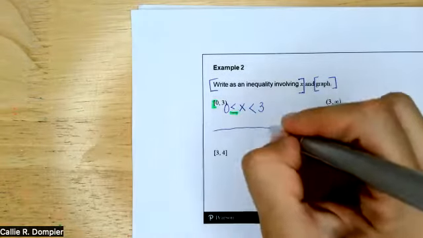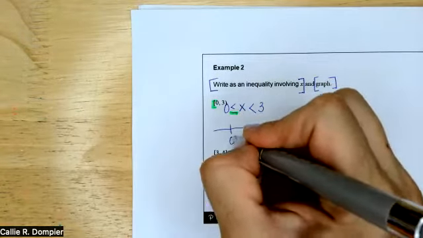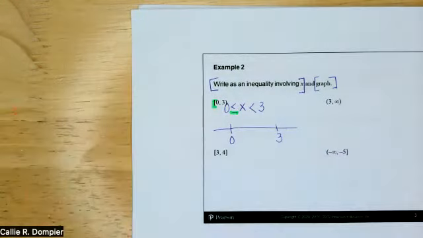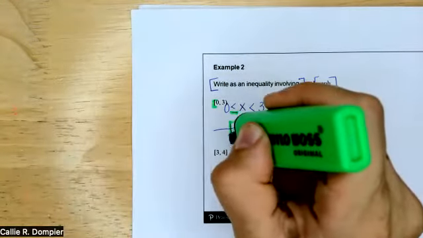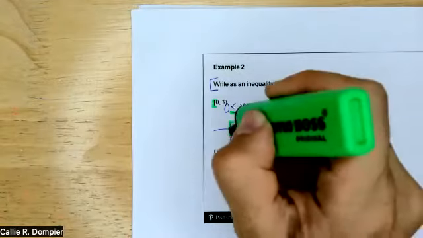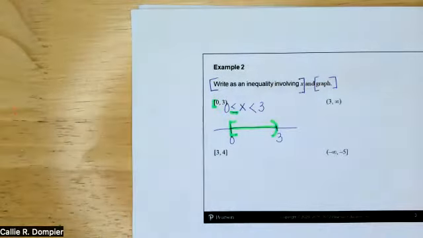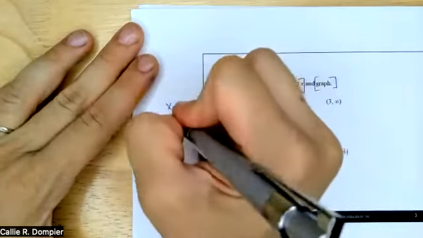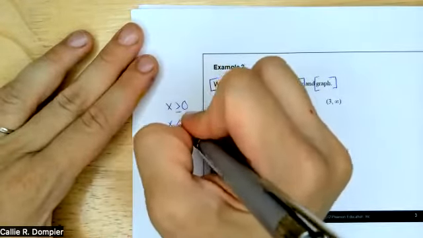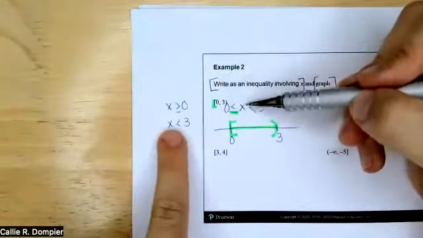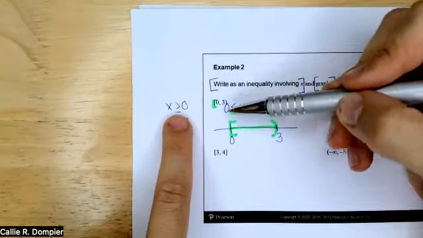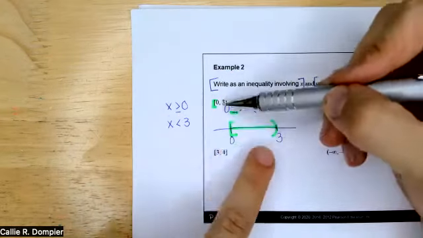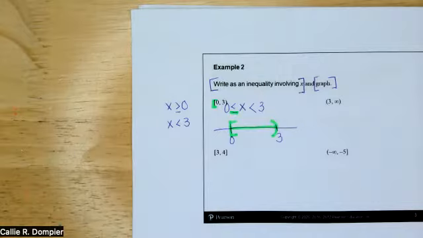When I'm graphing it, I just take those two numbers if they are numbers. And then I also take those two symbols. So the 0 had a bracket, the 3 had a parentheses. Does that still make sense? X is greater than 0, or sorry, greater than or equal to 0. X is less than 3. 0, 3. Yes, that works. Good.